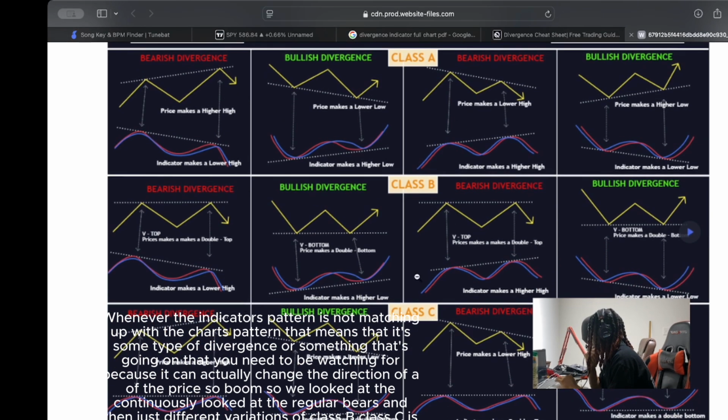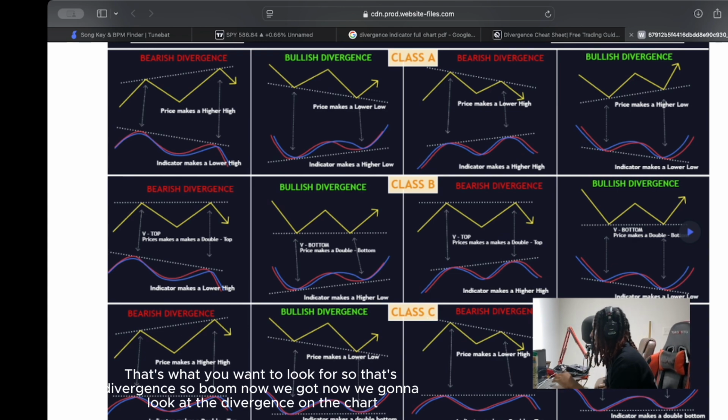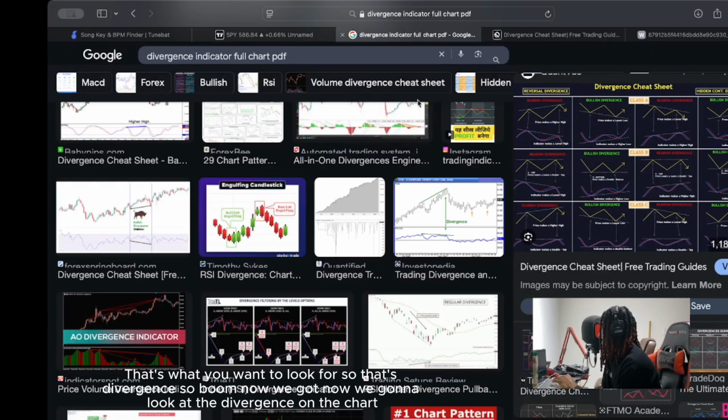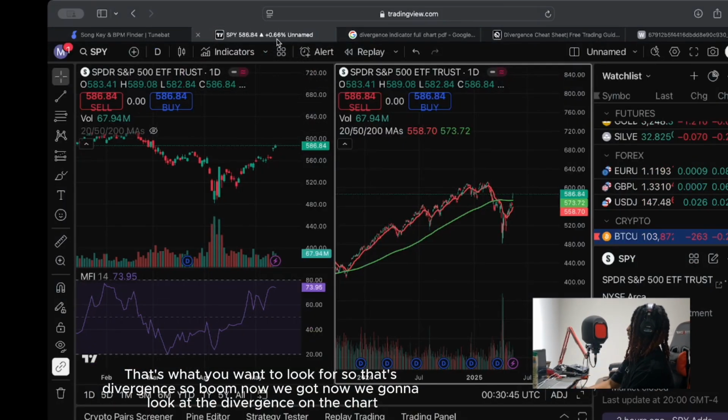So we looked at the continuance, the regular bearish, and different variations of Class B. Class C is a little bit harder to see and has flat tops, but overall it's the same. The chart is making the same pattern and the indicator isn't, and that's what you want to look for. So that's divergence. Now we're going to look at the divergence on the chart.